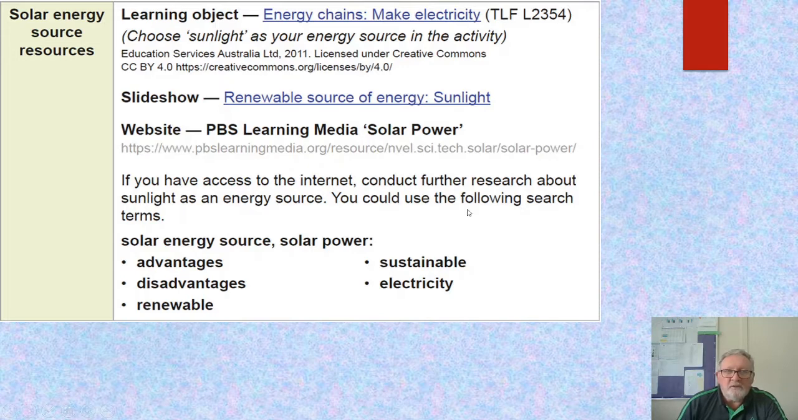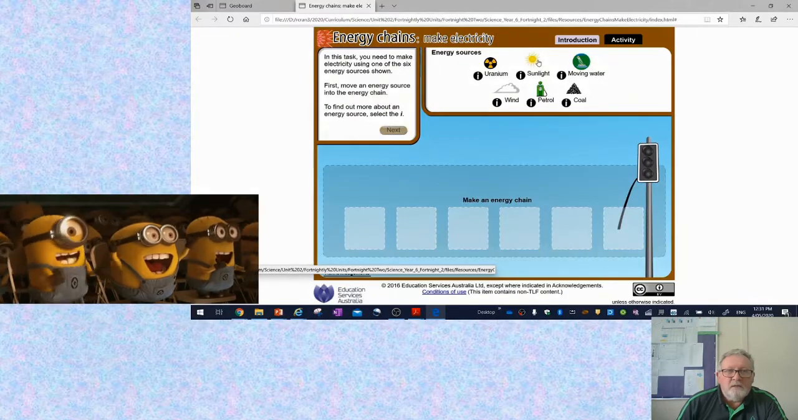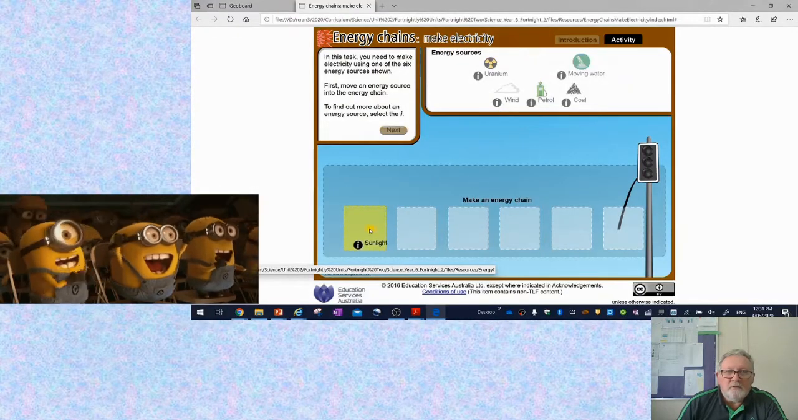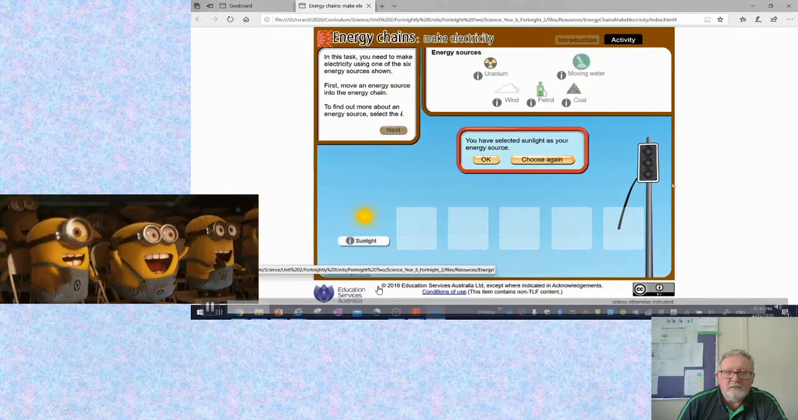All right, so in a moment we're going to have a look at the energy chains. We've looked at a few energy chains. We'll see what the one for sunlight looks like, and then we'll go on to these parts here. But again, keep in mind as we're talking about this, how it's produced, the advantages, the disadvantages, whether it's renewable, sustainable, all these sorts of things to do with the production of electricity. All right, so here's the energy chain, which shows sunlight as our source of energy.